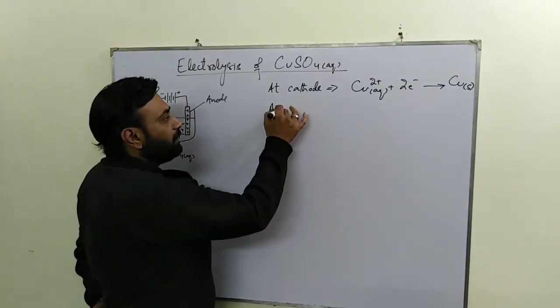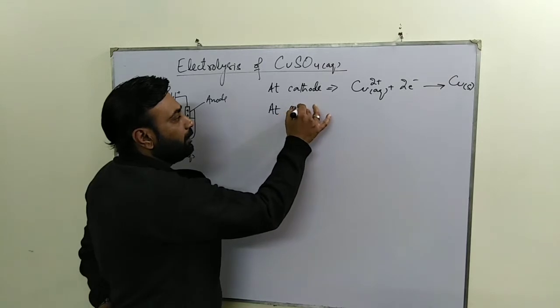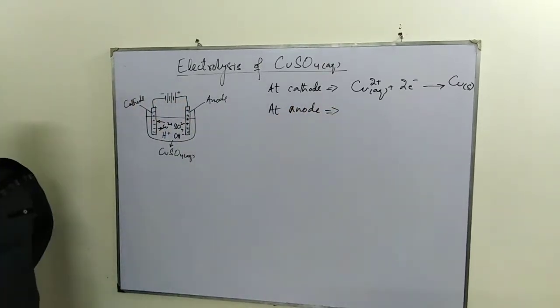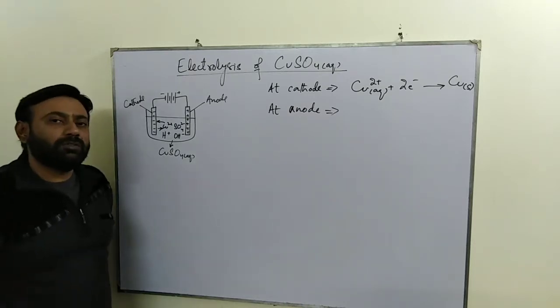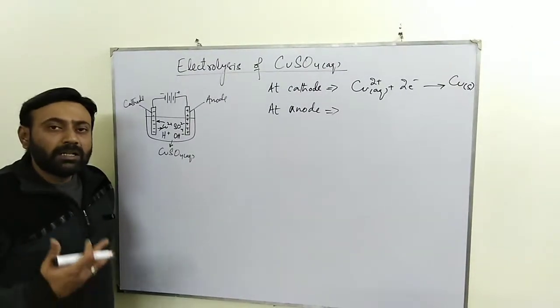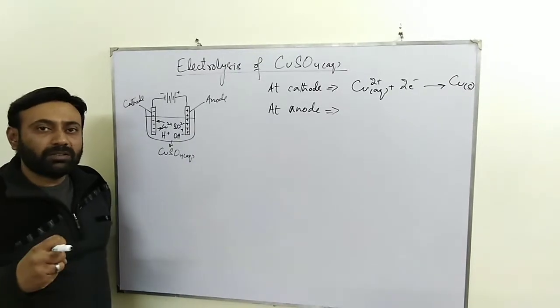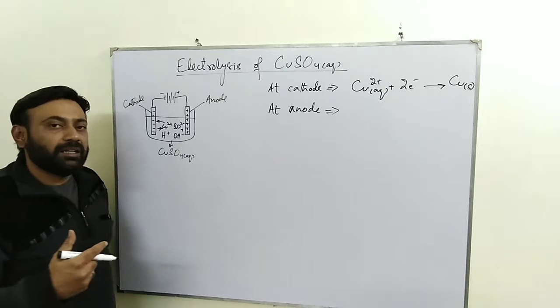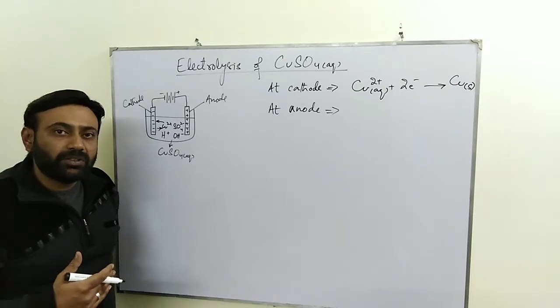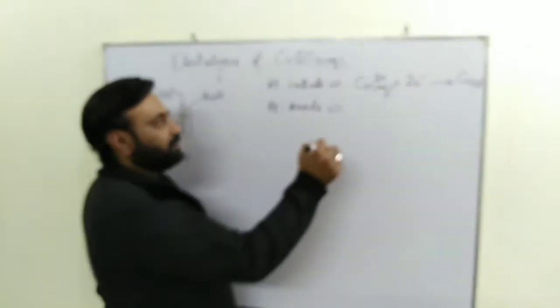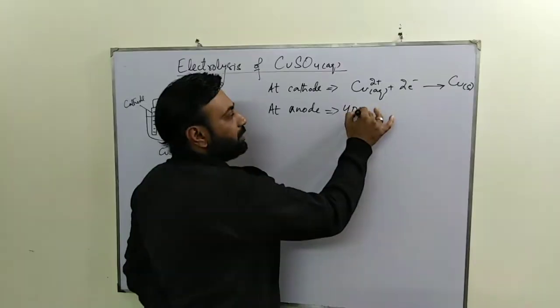Now at the anode, again we have a choice between hydroxide ions and sulfate ions, but only one of them is going to react with the anode. Which one? Hydroxide ions. Why? Because hydroxide ions are below sulfate ions in the ease of discharge series. And whenever hydroxide ions are discharged, the equation at the anode is like this.